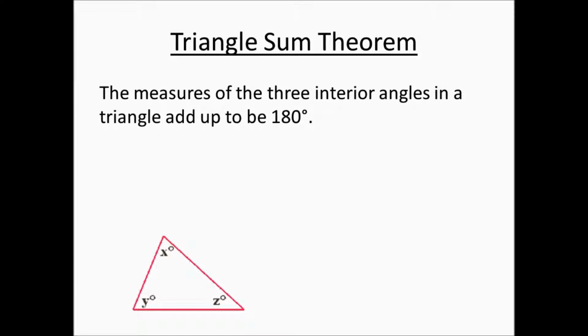The triangle sum theorem states that the measures of the three interior angles in a triangle add up to be 180 degrees. Notice here at the bottom that we have a triangle in which the three angles are equal to x degrees, y degrees, and z degrees. So due to the triangle sum theorem, we know that they all add up to be 180. So x plus y plus z equals 180.